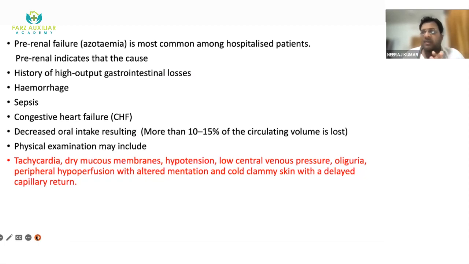Again, if you have been asked which is the most common cause of renal failure amongst hospitalized patients, it is always pre-renal failure or azotemia that tops the list. I have already discussed the indications, like a history of high output GI losses, such as dehydration, diarrhea, hemorrhage, or trauma, vascular injuries like sepsis, congestive heart failure, or decreased oral intake.